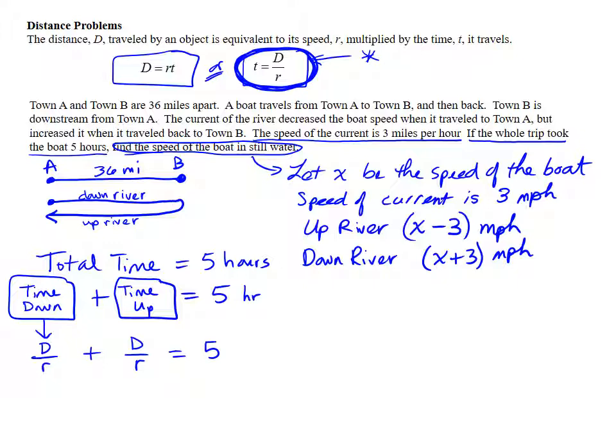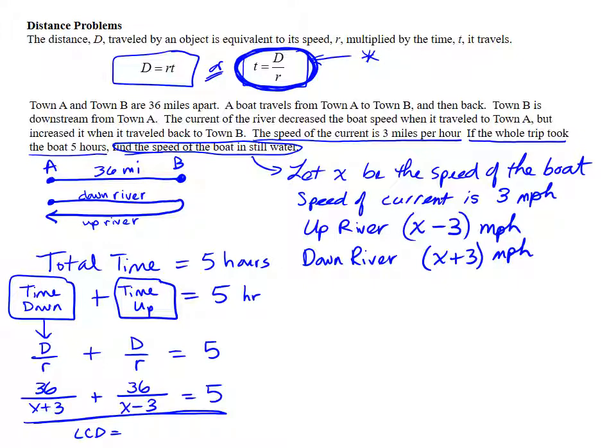So with these definitions, let's go back to the equation here for time. The distance both ways is 36 miles. So 36 over the rate for going downriver, x plus 3, plus the time going up, again 36 for the distance over a different speed because we're going upriver against the current, x minus 3. And that's equal to 5 hours. So our equation that we want to solve for looks like this. Now, we're going to clear fractions the first step.